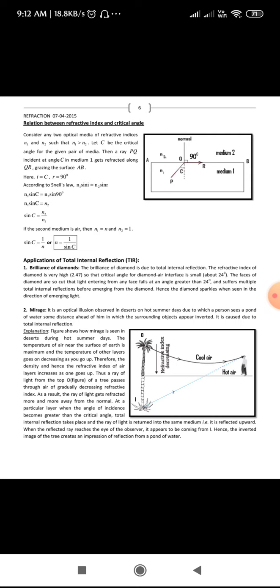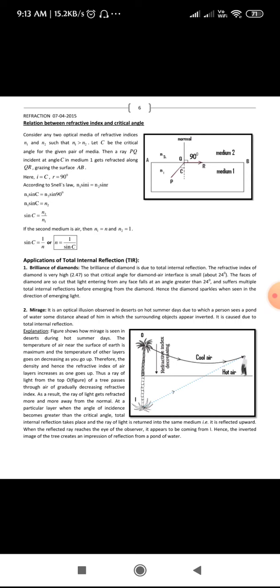24 degrees. The faces of the diamond are cut in such a way that light entering from any face falls at an angle greater than the critical angle. Hence it undergoes multiple total internal reflections before emerging out from the diamond. So when you view the diamond in the direction of emergent light, it appears to be shining. This is the reason why the diamond shines. It is due to total internal reflection.